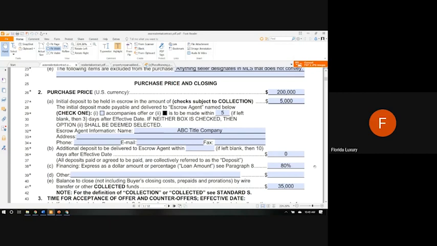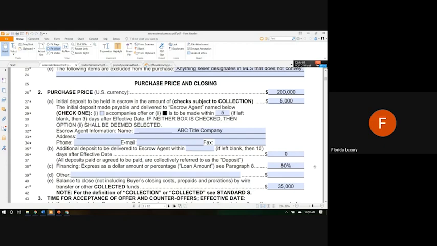So just make sure. For financing amount, I always do it as a percentage. If they're doing a conventional loan and putting 20% down, I just do financing amount as 80%. You can do a mortgage amount. So if the mortgage is 160,000, you could put 160,000 on there, however you want to do it. So in this case, we've got our purchase price, 5,000 in escrow.